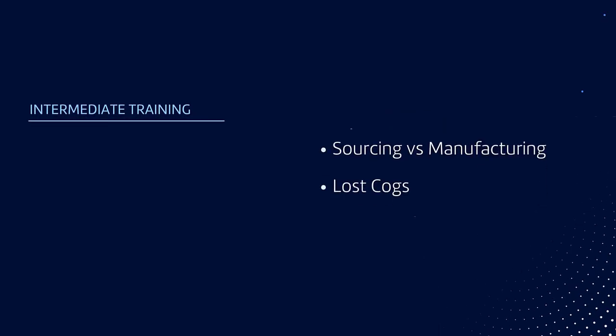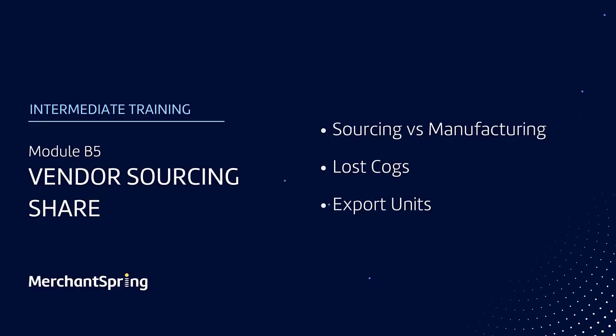Hi, and welcome to this intermediate course where we're going to be going through the sourcing share analysis that applies specifically to Amazon vendor. You can find this additional report inside the retail analytics module, and this is something that is proprietary to Merchant Spring. So you won't find this information inside Seller Central. You'll find it in Merchant Spring. Now, let me talk you through how to use it.